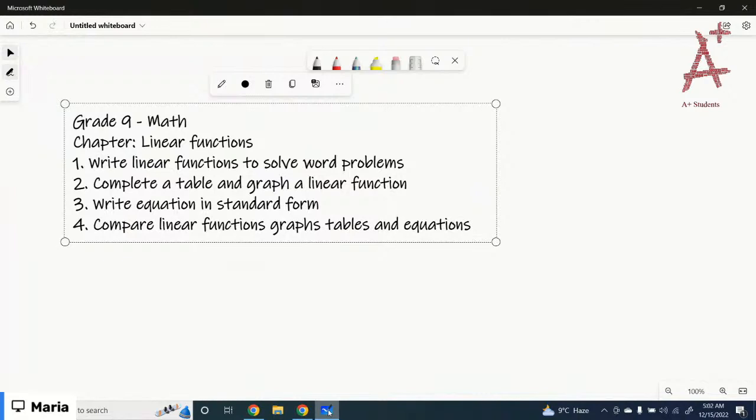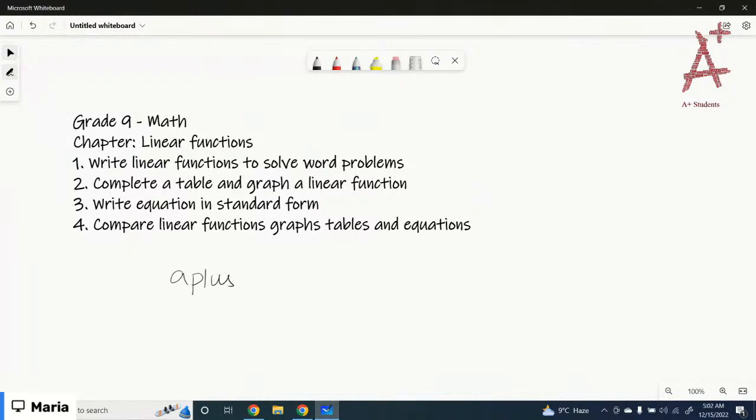So we're going to start with grade 9 maths. You can find all the lessons on aplusstudents.com. You have to log in there using your email address and password as provided by the administrator. Then you have to select math from the subject tab, scroll down to grade 9, and click on view all lessons. There you can find a list of the chapters. Got it? So we're going to start with the chapter linear functions.